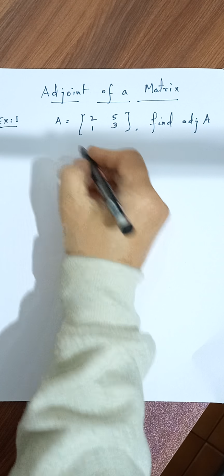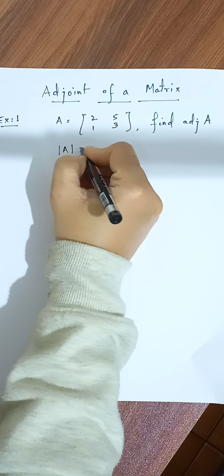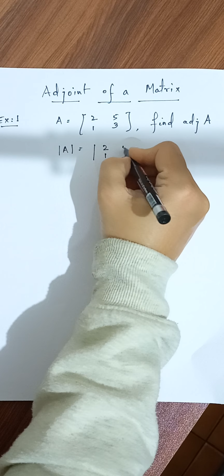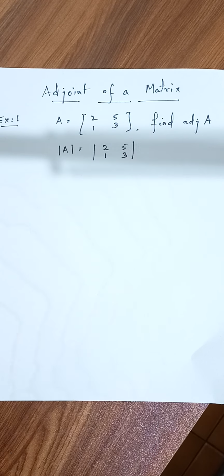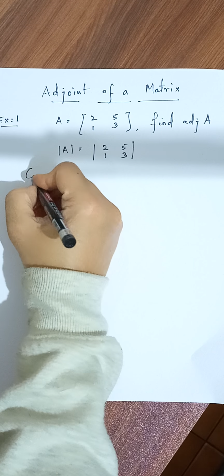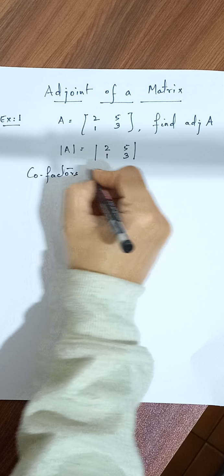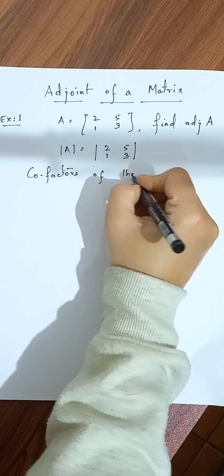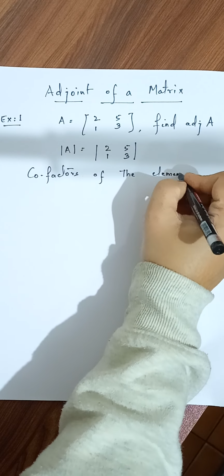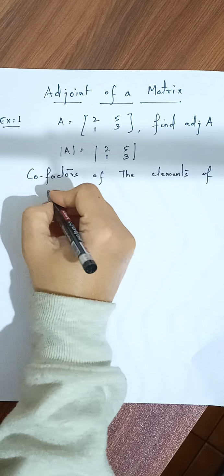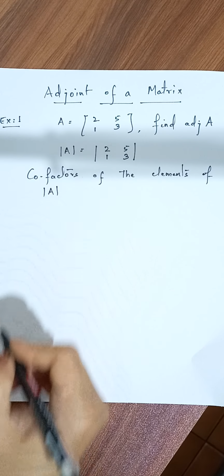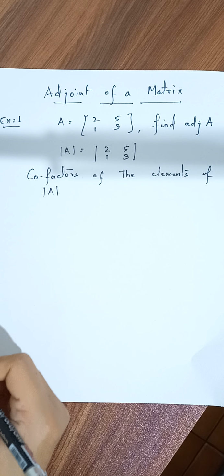First of all, here we can write the value of A as 2, 1, 5 and 3. Now we have to find out cofactors. Here what we need to find out are the cofactors of the elements of A. Now we'll see how we can find out the cofactors of the elements.